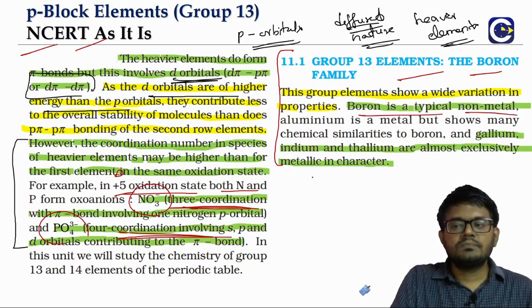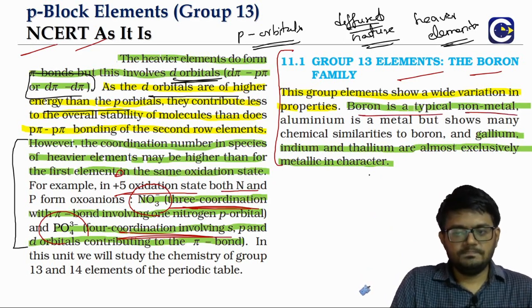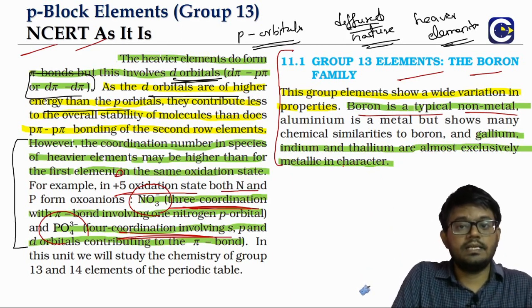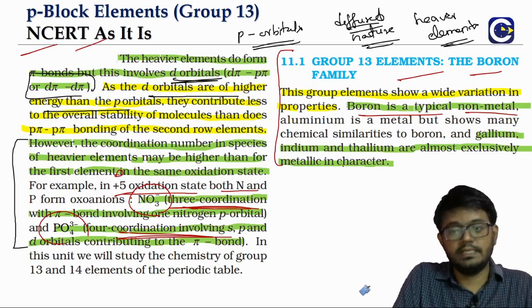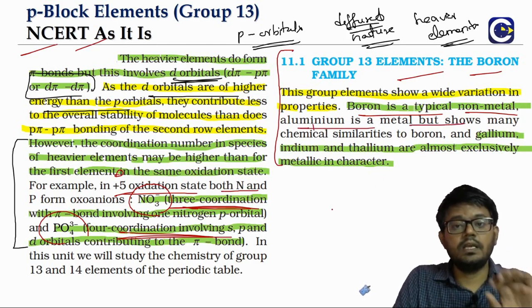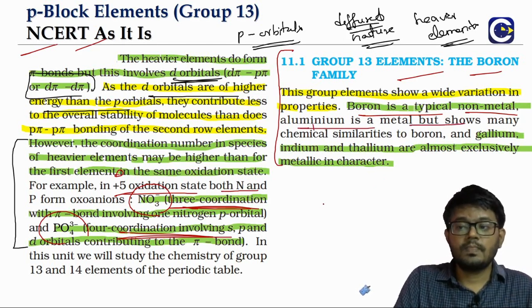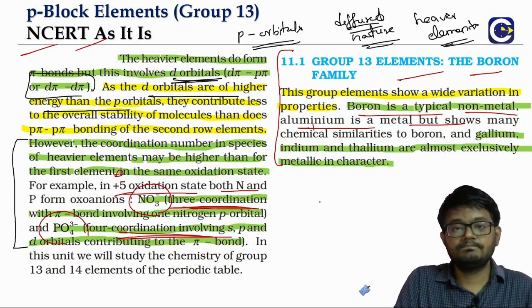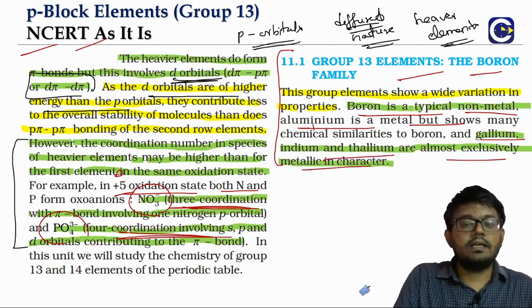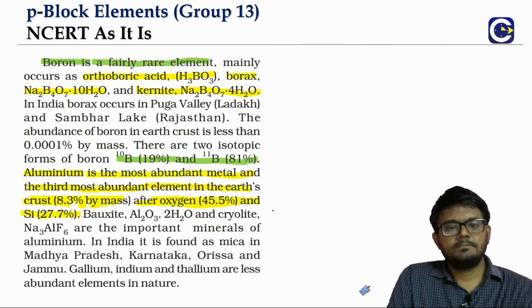Boron is a typical non-metal. We will see what kind of behavior the oxides show, because as I said, how do you know an element is a non-metal? Based on the nature shown by the oxides. We will talk about it later. Aluminum is a metal. In fact, it is a very electropositive element. But we will see that in some cases, aluminum and boron also will have some similarities. Gallium, indium, thallium have predominantly metallic characteristics.